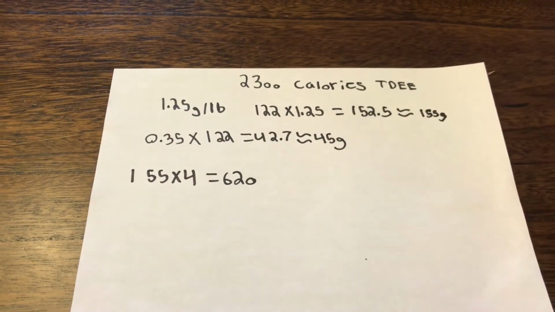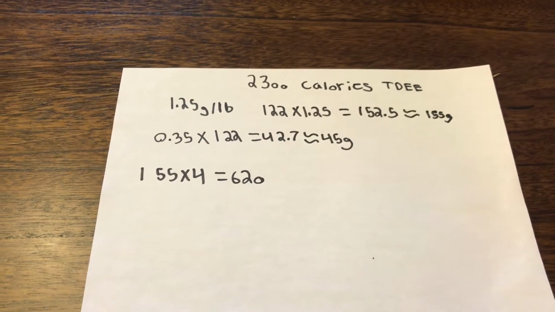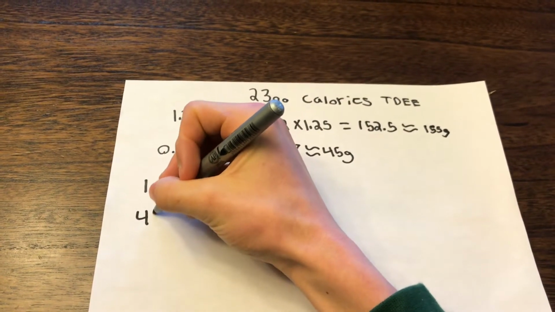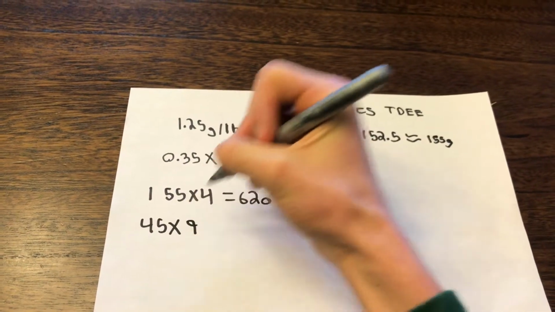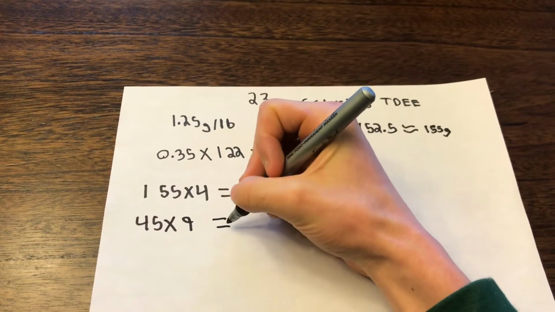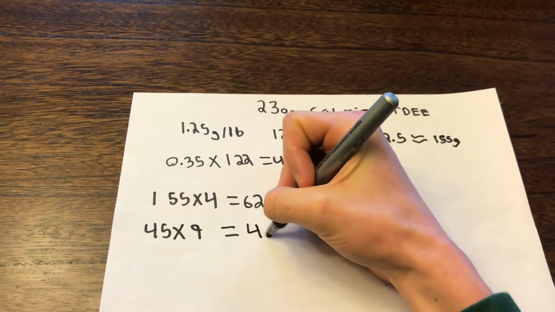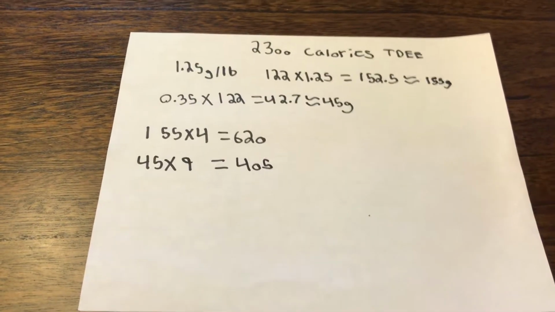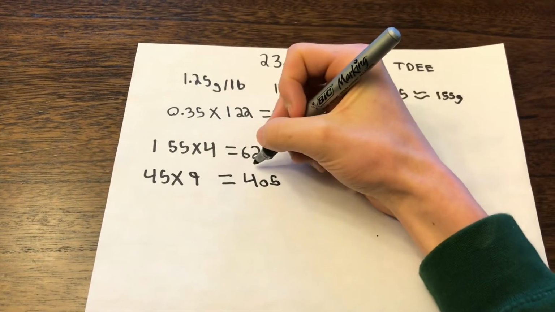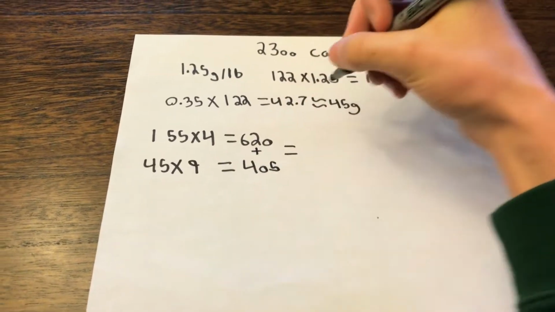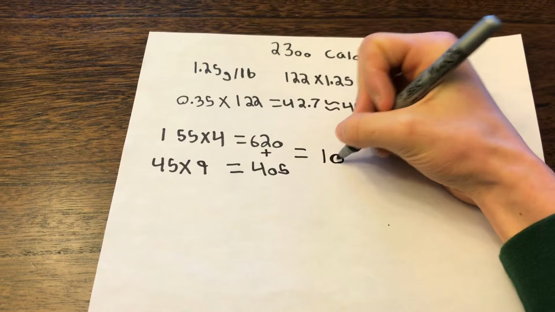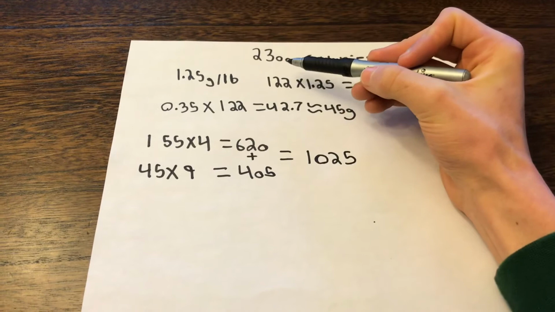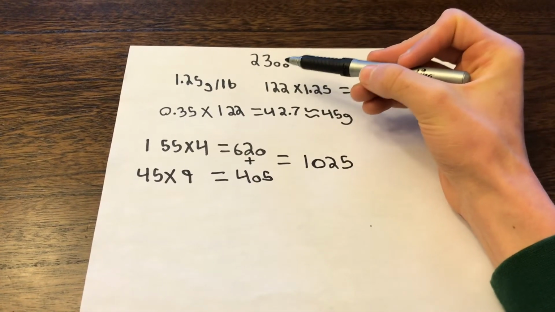I'm back. So, like I said, now we have 620 calories coming from protein. Next you have to take your fats. So your 45 grams, you times that by 9, because like I said, 9 calories per gram. And that will give you 405. So you have 405 calories coming from fats. What you want to do next is add these together, and that will give you 1,025 calories. Now, like I said at the beginning, my maintenance, or my TDEE, is 2,300.